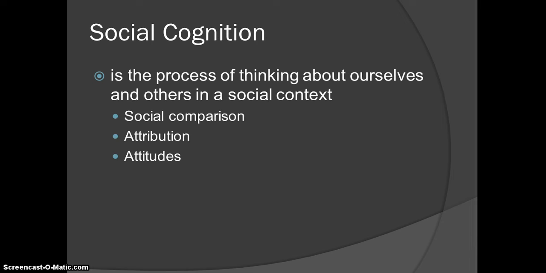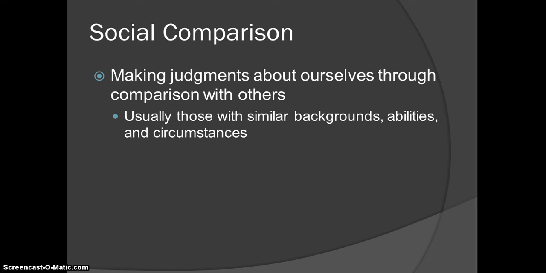People around us not only can influence our behavior, but actually our thoughts about ourselves and others as well. Social cognition is the process of thinking about ourselves and others in a social context. And there are different examples of social cognition: social comparison, attribution, and attitudes. Social comparison is making judgments about ourselves through comparison with others, usually those with similar backgrounds, abilities, and circumstances.